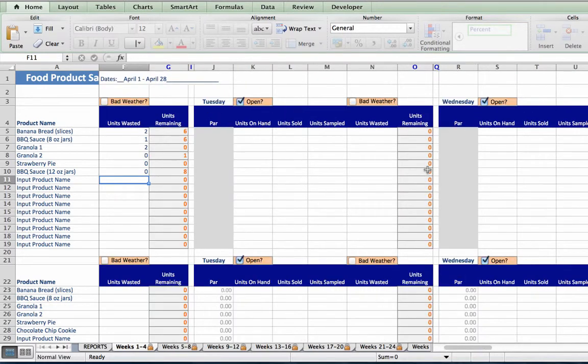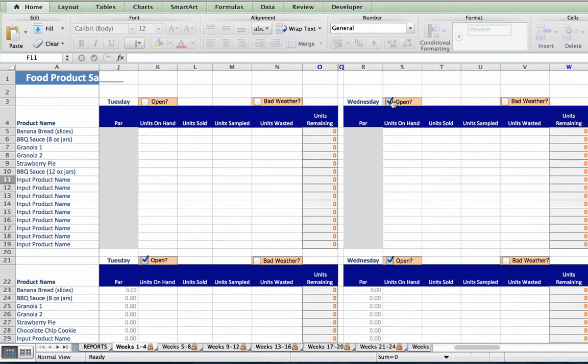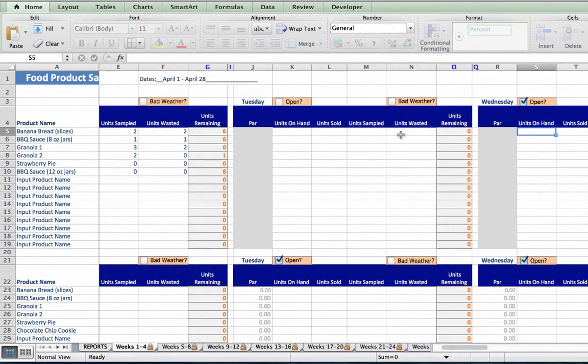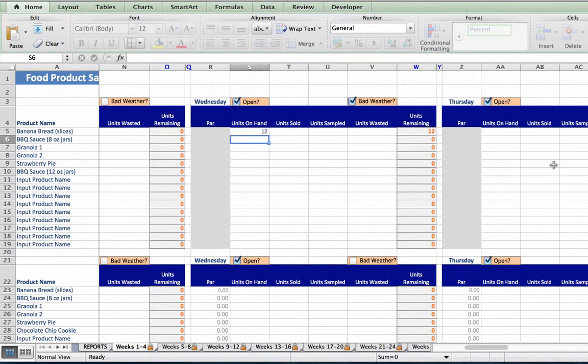You want to do this for every day of the week. Let's say for Tuesday, we're not open, but then on Wednesday, I'm going to say Wednesday was actually going to be a bad weather day, unfortunately. The reason the units on hand cells are now blank, even though you know I have 6 units remaining, is that you might have been in the kitchen on Tuesday, and therefore you might actually have more units on hand now. You will notice as you pan over, your product names stay static. So it's always easy to see, okay, which products am I talking about?